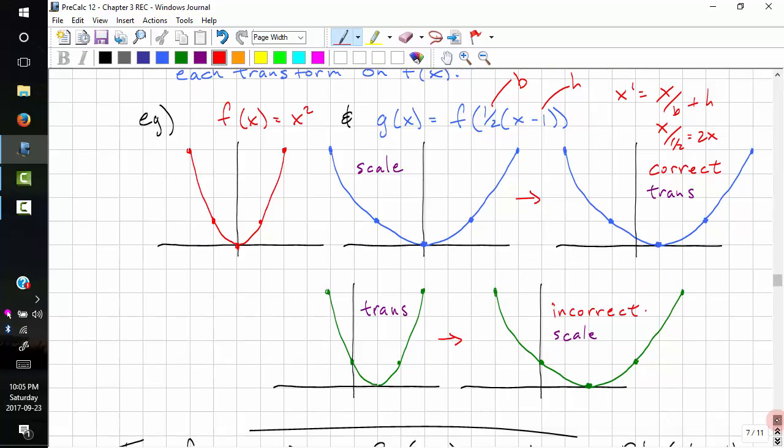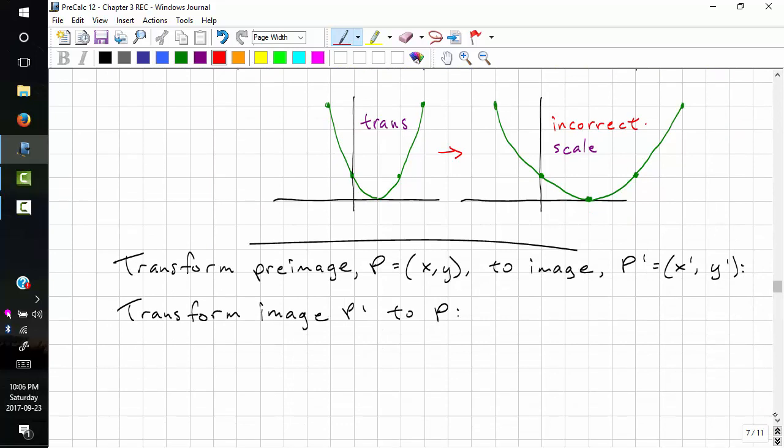So this is the transformation. If we're going from pre-image to image, so the x to x prime, y to y prime, the formula is x prime equals x over b plus h, y prime equals ay plus k.